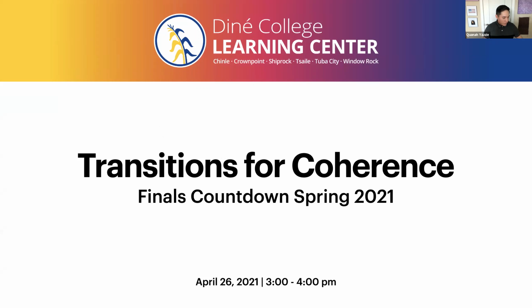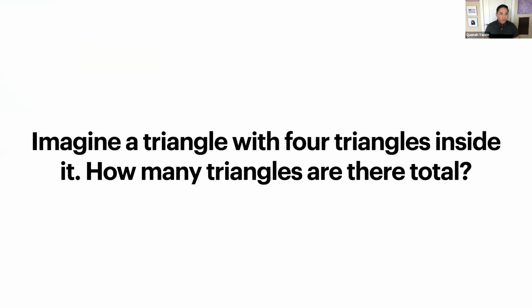When we think about transitions for coherence, the first thing I want to talk about is how our minds think. We're going to go through a little test to get your brain firing and see how you think about some things. Looking at this first question: imagine a triangle with 4 triangles inside it. How many triangles are there total?